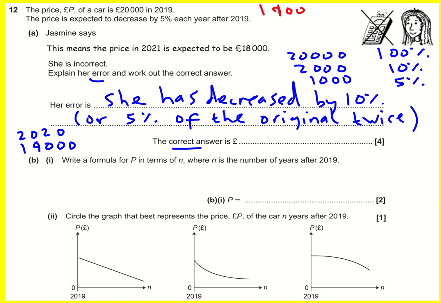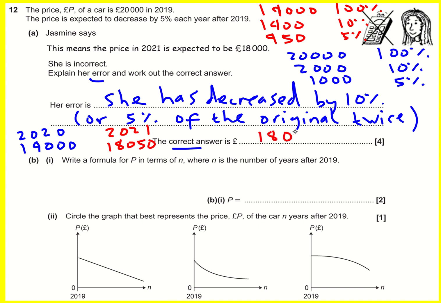So 19,000 is now our 100%. We need to work out 10% of that, which is going to be 1,900. And then 5% is going to be 950. So we actually have to subtract that. And in 2021, if I do that, I'm going to be left with not 18,000, but 18,050. I'm minusing 1,000 and then adding 50 on. It's the same thing. So I can see it's not 18,000 because we're not taking off quite as much in that second year.